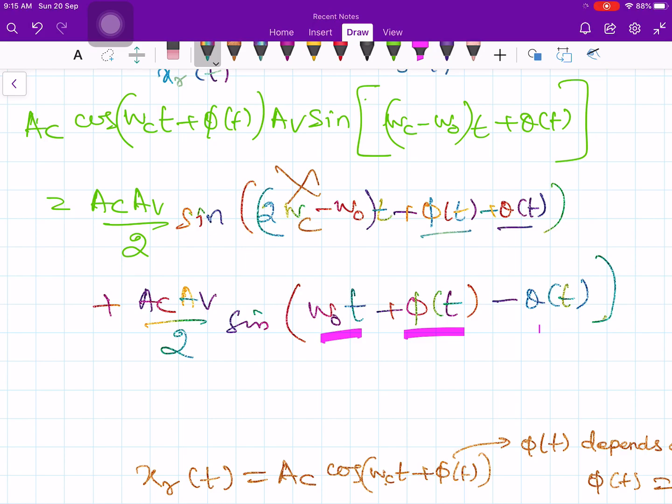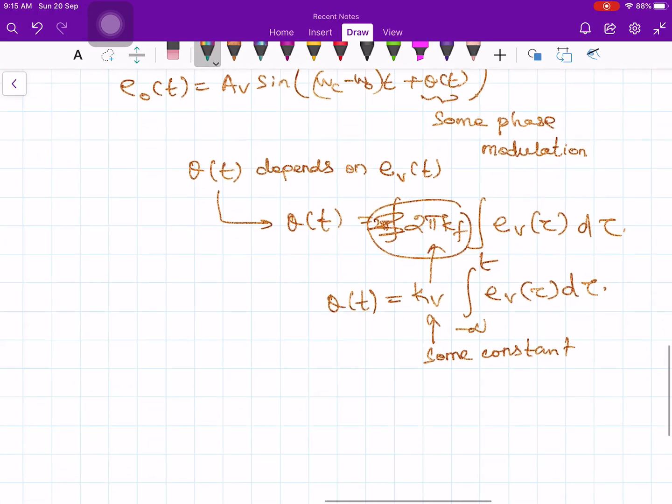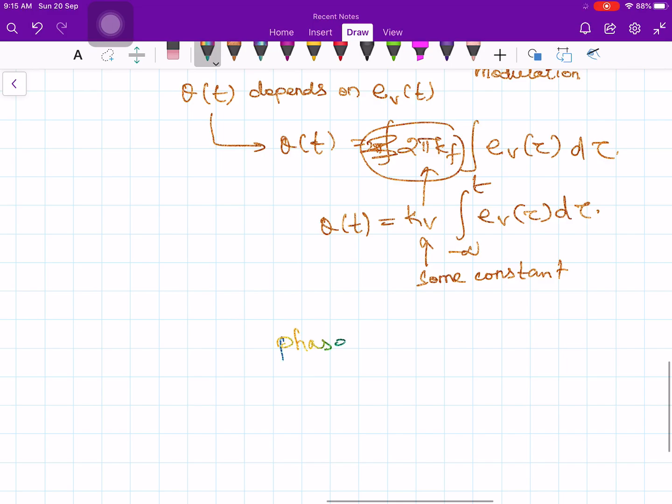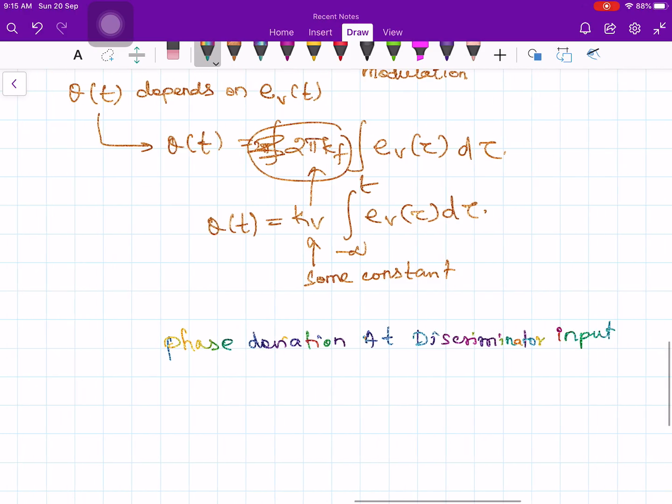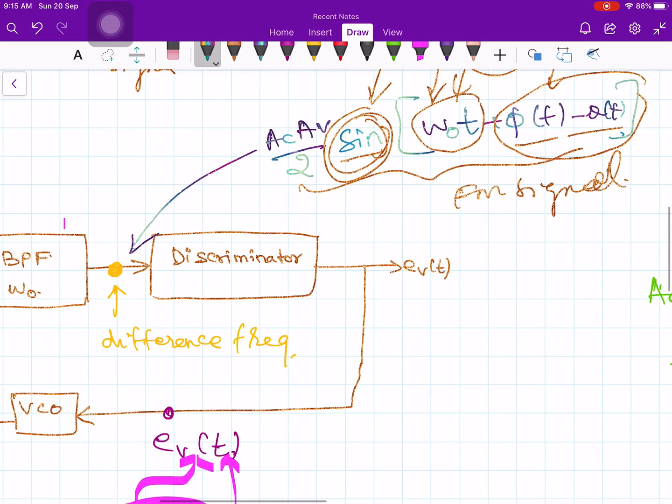Now what will be the band pass filter output? The band pass filter output will be proportional to this term. Therefore, if I look at the phase deviation at the input of the discriminator, what can you say about that? So the discriminator input is nothing but, look at the figure here. This is my discriminator. The discriminator input is only the difference signal.